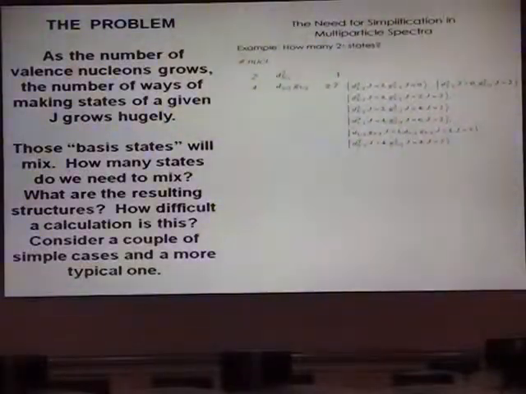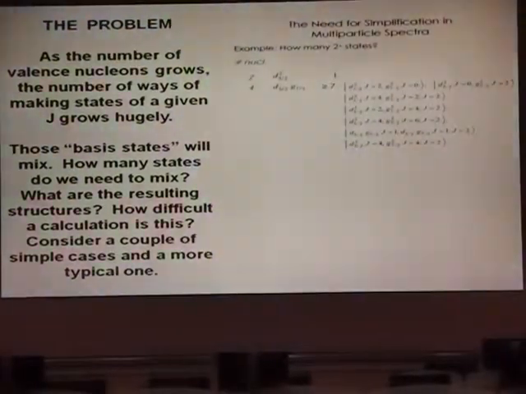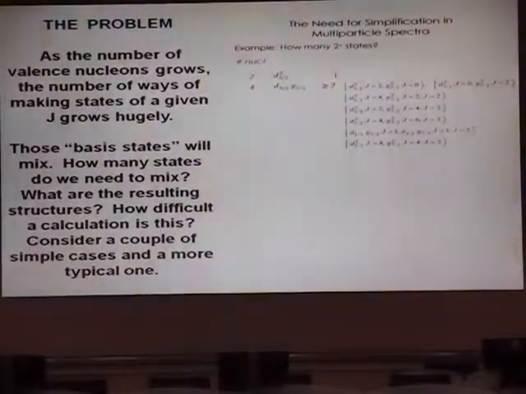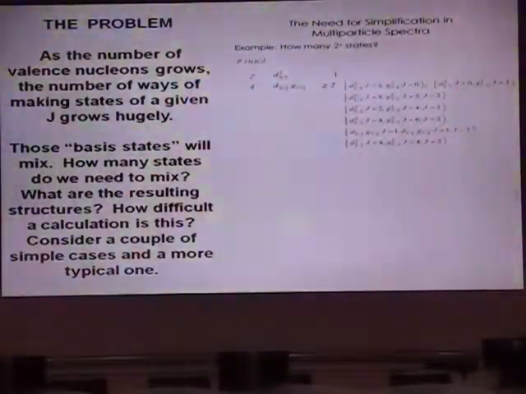Let's take a slightly more complicated case. 4 particles that can occupy 2 orbits. How many ways can we make a 2 plus state? Well, let's see. We could put 2 particles in d5 halves and couple them to angular momentum 2. And we could put the other 2 particles in g7 halves and couple them to angular momentum 0, right? If you have an angular momentum 0 and an angular momentum 2, that adds up to angular momentum 2. So that's a 2 plus state.